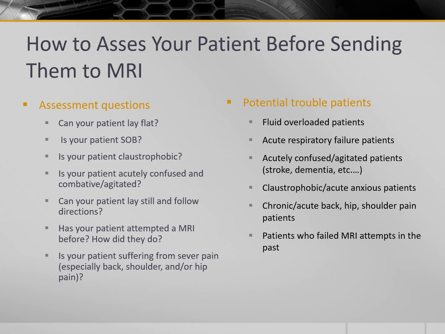So on the right-hand side, I just listed out some of the patients that might be potential trouble patients for you. That list isn't exhaustive, but it's a helpful start. If your patients happen to deal with things like heart failure or acute respiratory failure, then they might be the ones that can't accomplish an MRI right at that moment, or at least the ones who you need to look closer at and assess before you send them down.